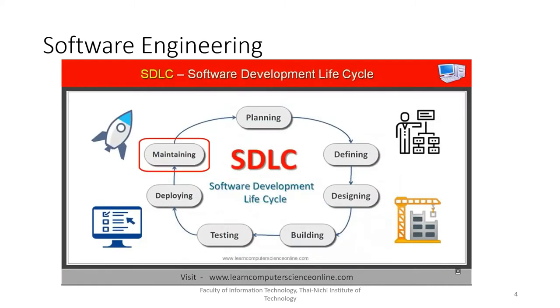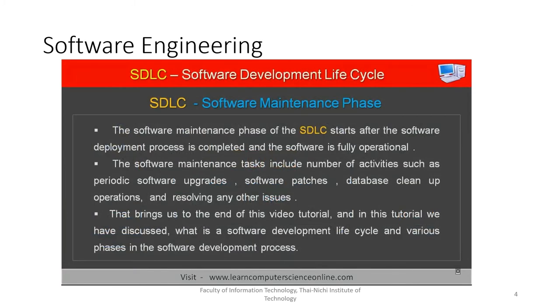The last and seventh phase in the software development process is the software maintenance phase. The software maintenance phase of the SDLC starts after the software deployment process is completed and the software is fully operational. The software maintenance tasks include a number of activities such as periodic software upgrades, software patches, database cleanup operations, and resolving any other issues.